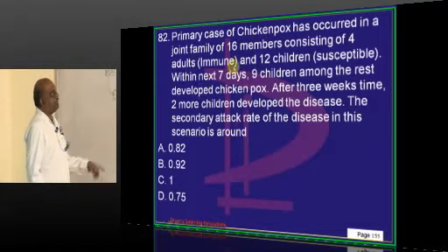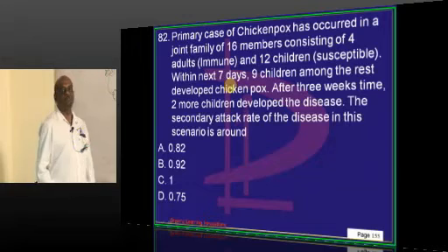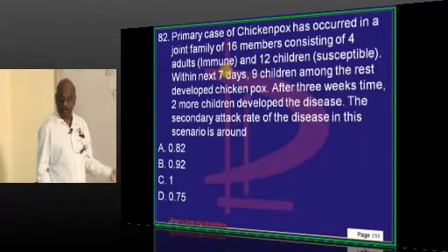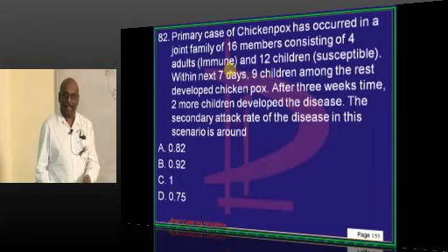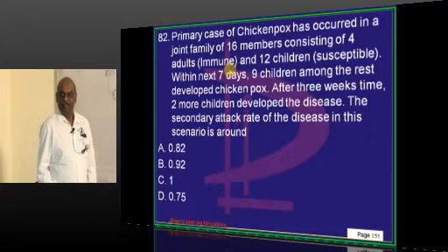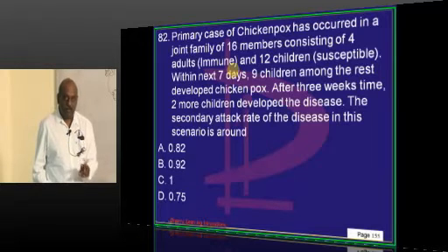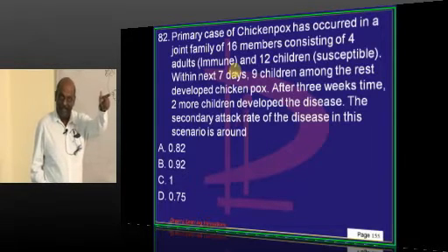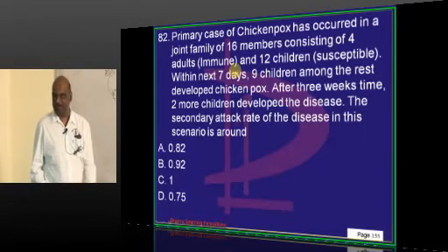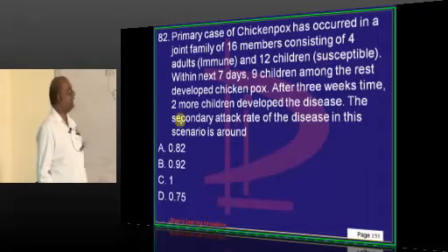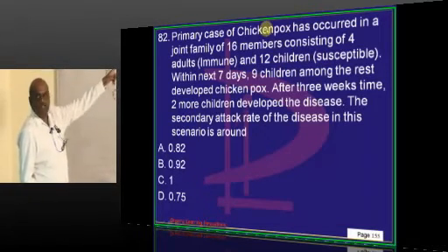Primary case of chickenpox has happened. 12 children are susceptible. Examiner only is giving 4 adults, they are called immune. वो भी clue दे रहे हैं आपको. Secondary attack rate calculation में you have to look for susceptible cases, and you should never include primary case either in numerator or in denominator. So kitne hai susceptible? 12 children, but already one is a primary case.